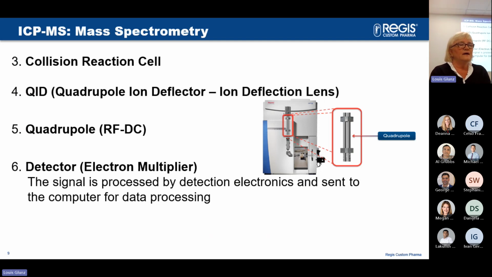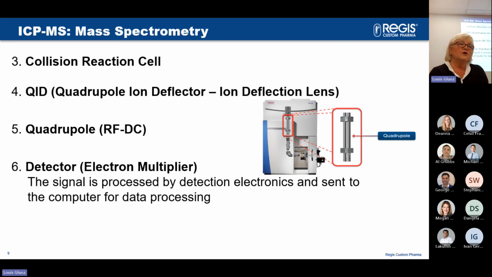We supply helium gas into the collision reaction cell, and the helium gas will collide with polyatomic impurity and lower the kinetic energy of these polyatoms and separate them from the positively charged ions that we need to eventually measure and determine the very accurate concentration.